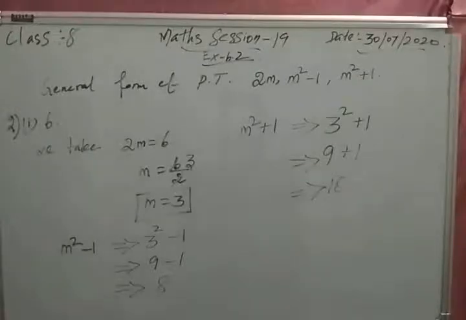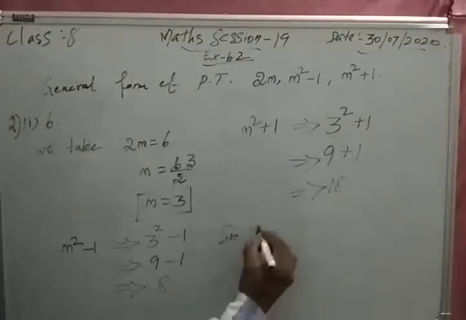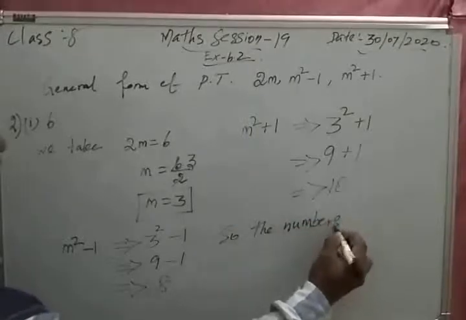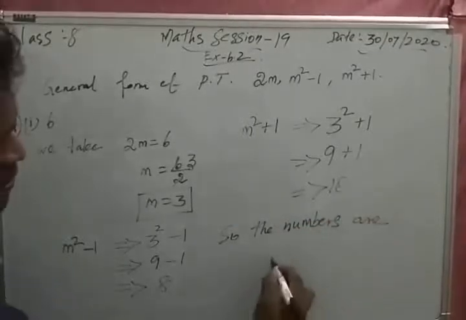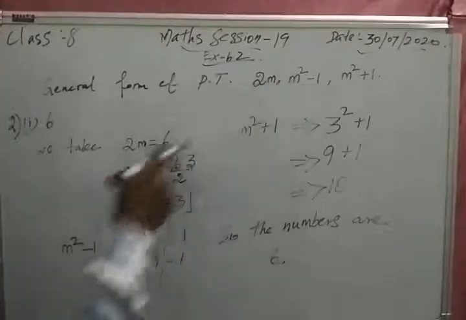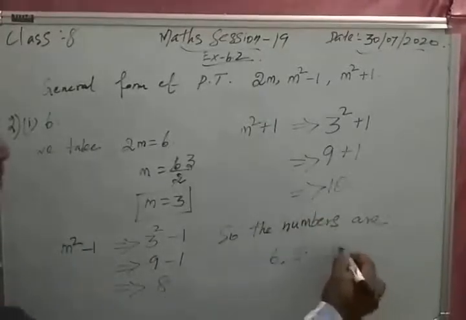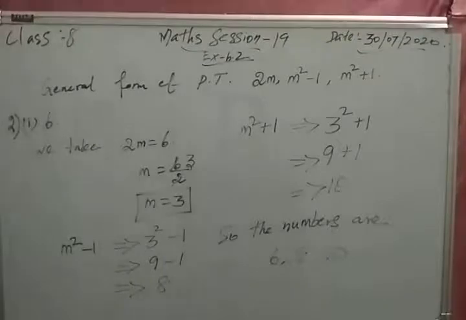So the numbers are the final answers. You can write it. So the numbers are 6, first value 2m is equal to 6. Then m squared minus 1 is equal to 8. Then the last one, m squared plus 1, is 10. Understood? These three.